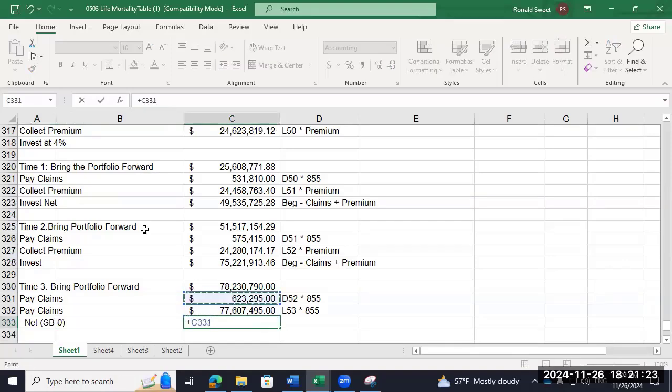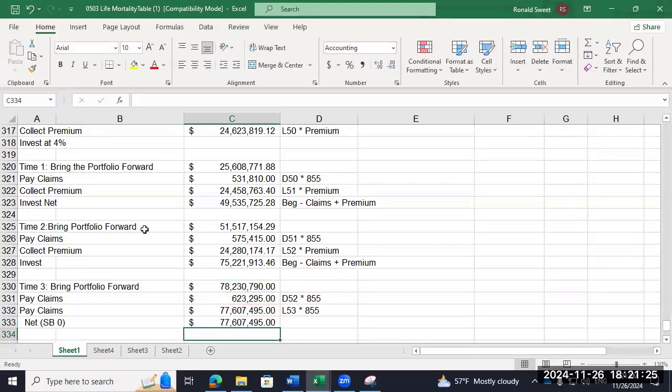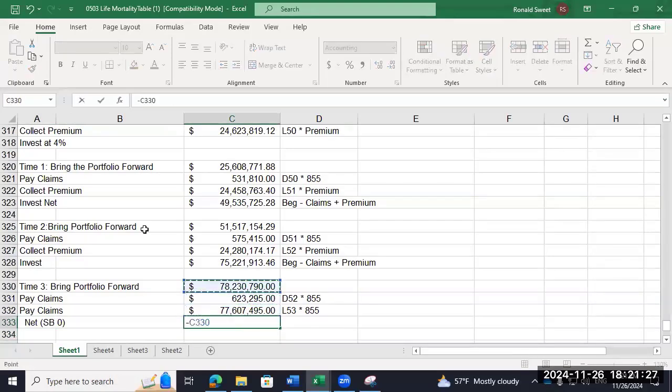Mine will be 0 because I'm not rounding.